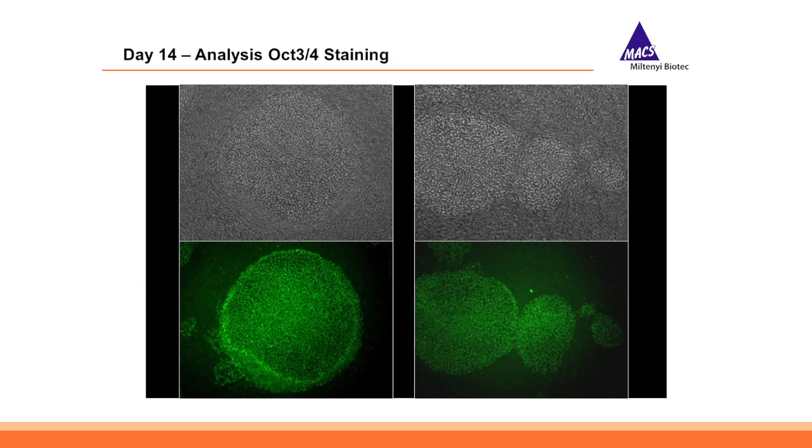To be sure for the pluripotency of these colonies, you can also stain them with OCT4, which is a transcriptional marker for pluripotent stem cells and serves like a fingerprint to identify iPS cells. And in this case, you see very nicely formed green fluorescent colonies.